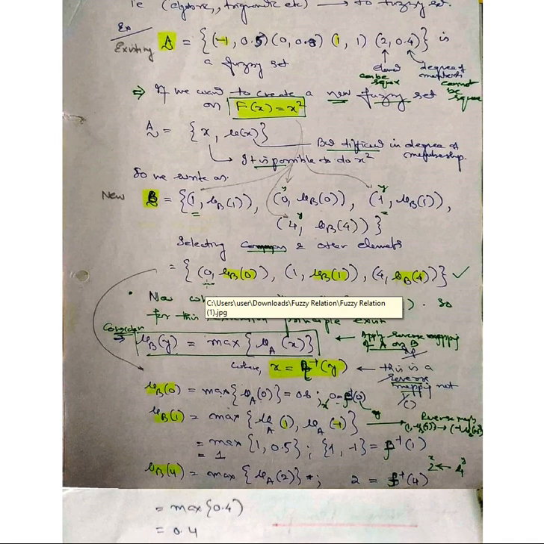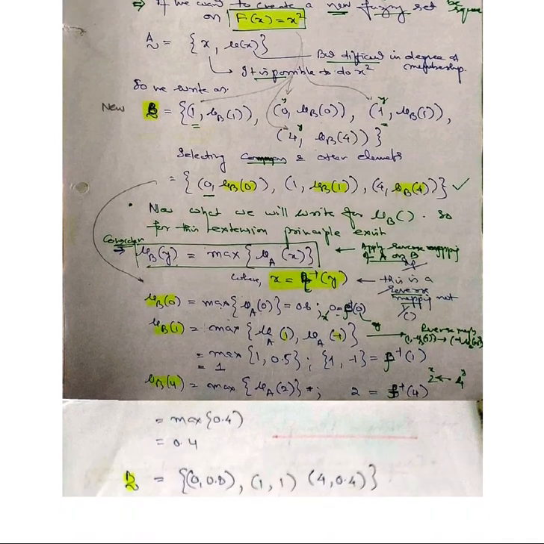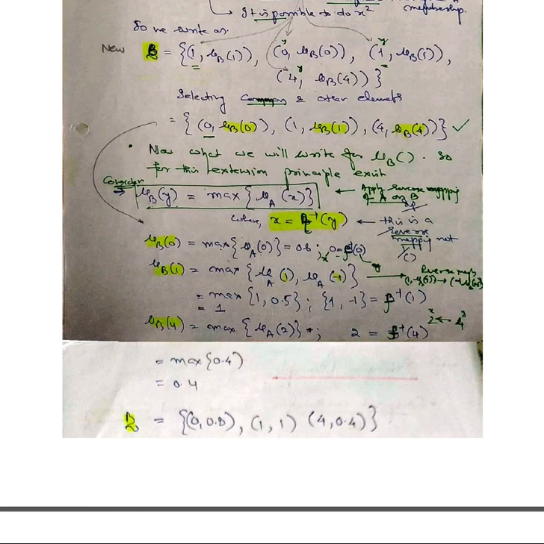So if there are 3 elements, you will be having 3 membership functions. So what you are going to do is that, as per the definitions, the membership function of B is the maximum of the membership functions of A. So this is the concept that we are going to use.